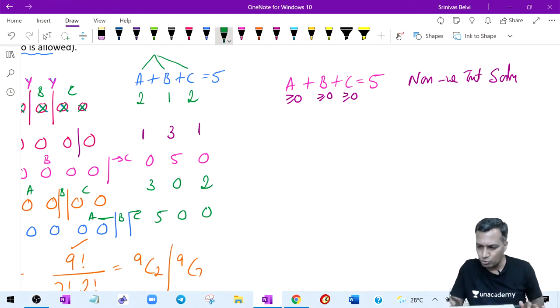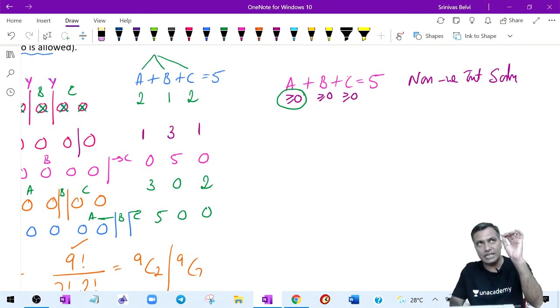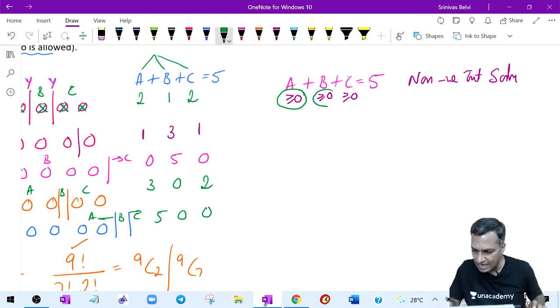How do you ensure a non-negative integral solution? This is the condition you put in mind. Can I give 0 to A? I'm not saying that simultaneously you give everybody 0. No. Given a choice, can I make this 0 and give 5 here and make this 0? That's a choice you think of. Can I give 0 to A? Can I give 0 to B? Can I give 0 to C?